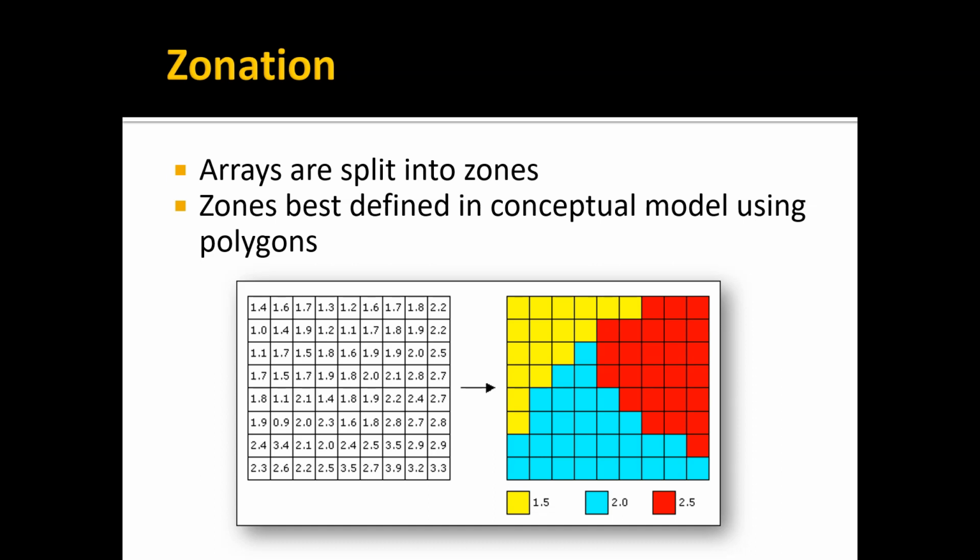Zonation means you take an array such as the one shown here, and then you break it into zones. And so instead of having, in this case, what do you have? 1, 2, 3, 4, 5, 6, 7, 8, 9. We have 9 by 9 grids, so there are 81 cell values. But if you group those into zones indicated by the colors, well, now we have 3 values. So we've gone from 81 values to 3 values by creating these zones.